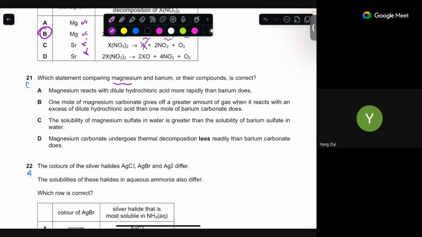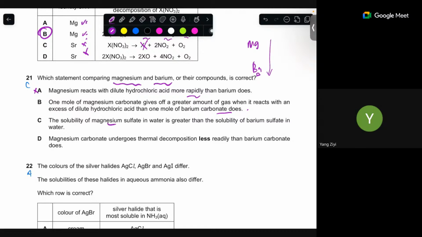Now, 21. Which one, comparing magnesium and barium, group 2? Magnesium is at the top, barium is at the bottom. Please remember, reactivity for metals going down the group, they are going to be more reactive. So barium should be more reactive, so A is wrong. Then 1 mole gives a greater amount of gas when it reacts with excess... this one involves calculation. Let's hold on to that first.